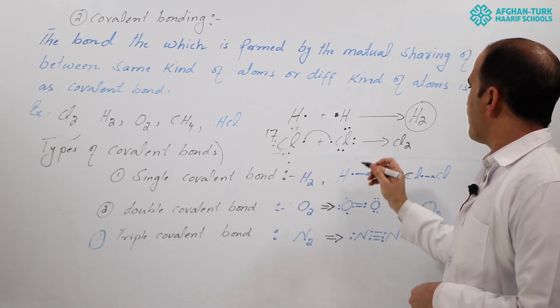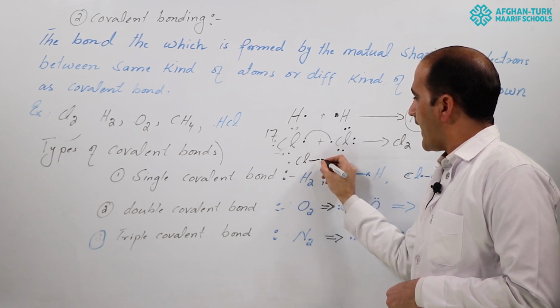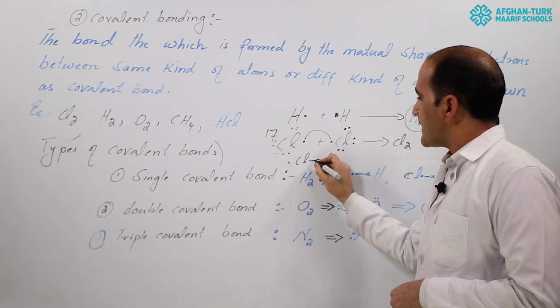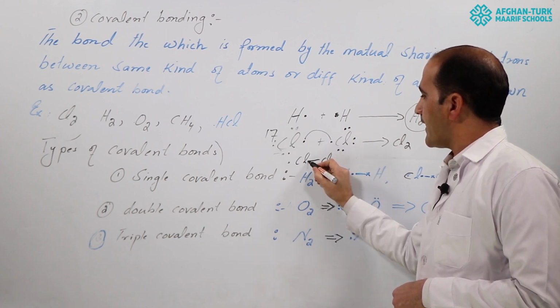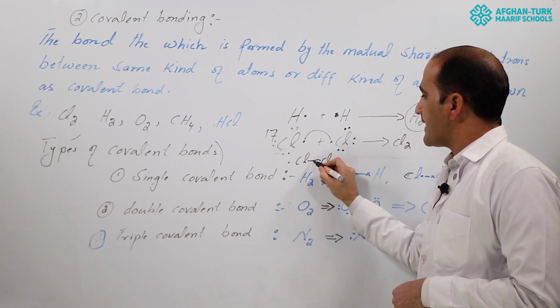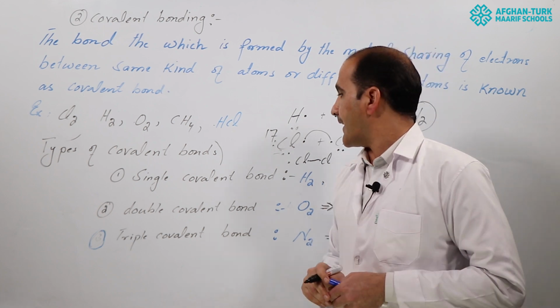Keep in mind that you can also write this molecule as Cl dash Cl, with a line. This single line shows that they are sharing 2 electrons, 1 electron from each. A single line represents 2 electrons.